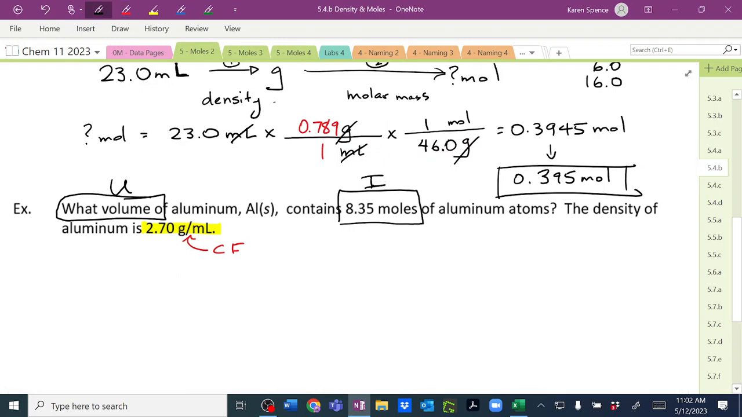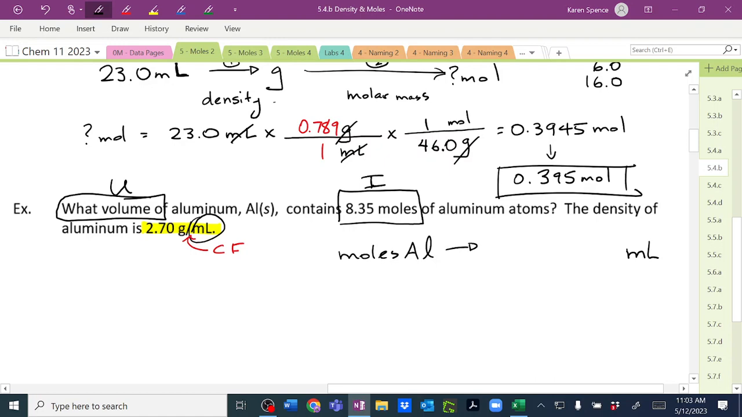So we are starting with moles of Al. We want to finish with volume of Al. I'm guessing we want to use milliliters because they give us milliliters there. If you're not told the unit, you can choose whichever one is convenient based on the question. If you want to convert to liters, you could, but why?